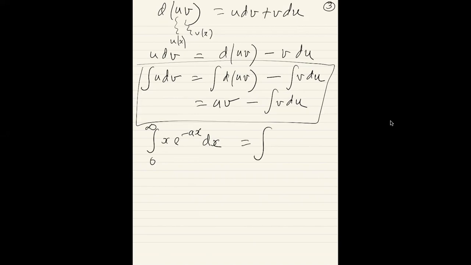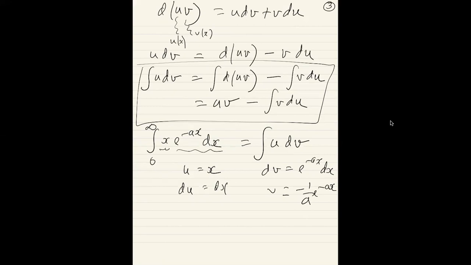So let's write it in the form u dv. So what do we have here? We have u is equal to x, or du is equal to dx, and so all of this is now dv. So dv is equal to e to the power minus ax dx. What does it mean for v? Therefore v is minus 1 by a e to the power minus ax.